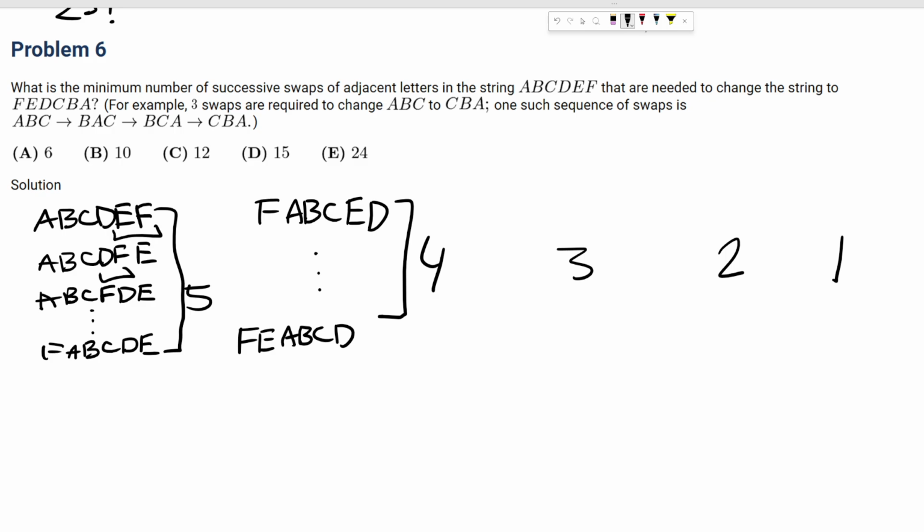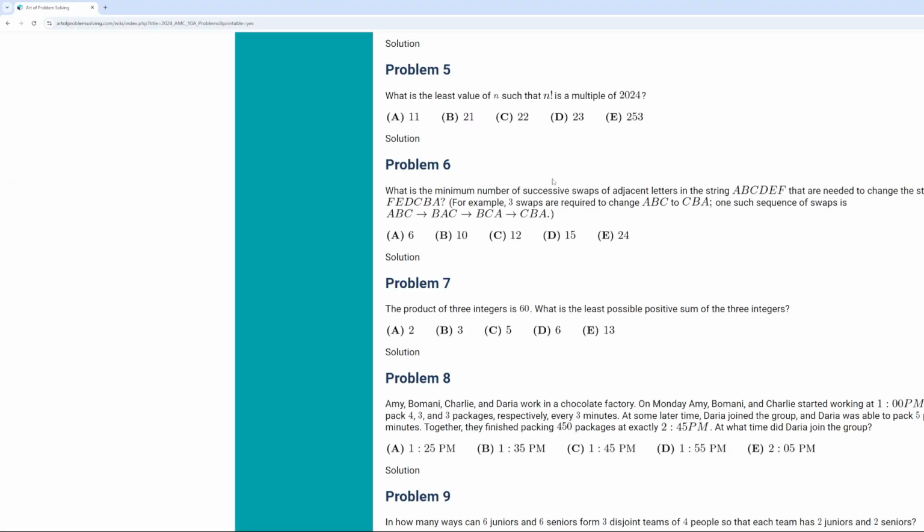If you want to prove this is the minimum, it'll take a little more work. You can look at the number of pairs that need to be swapped. But I'm not going to go into that.